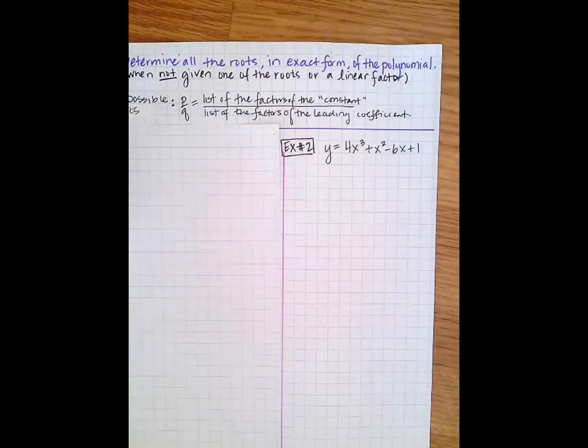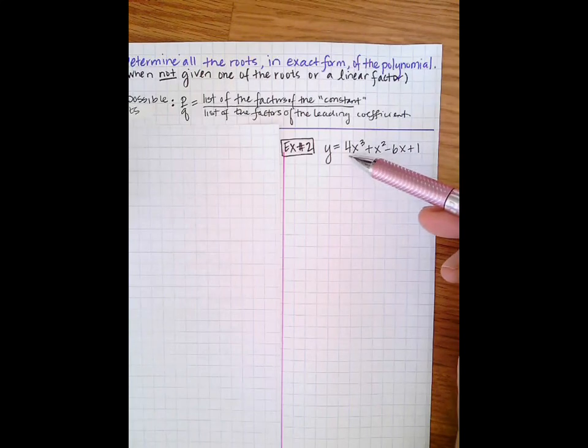Hello, this is the second example to support your understanding of how to determine all of the roots in exact form. For a higher order polynomial, if you're not given at least one root or a linear factor that it's divisible by, again, we need to generate a list that is a ratio of the factors of the constant term divided by the factors of the leading coefficient. And from there, we'll test the possible set of roots to find at least one real root.